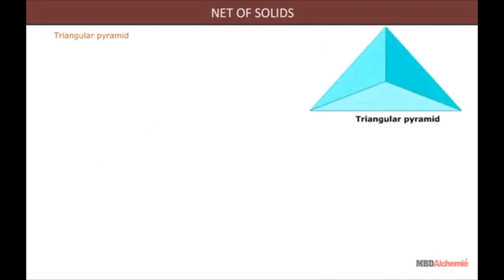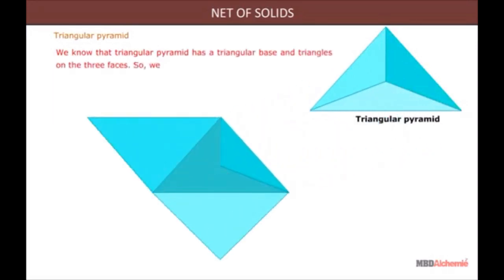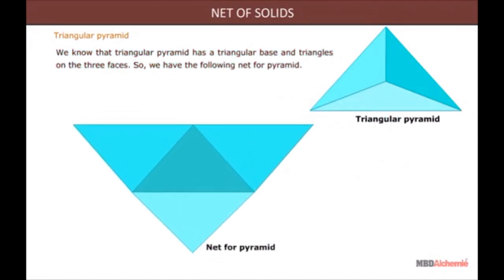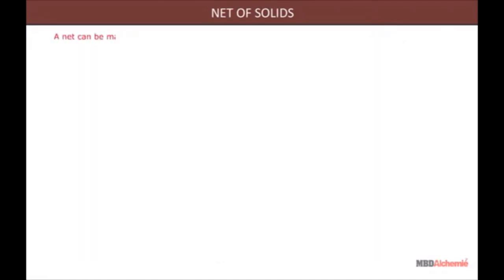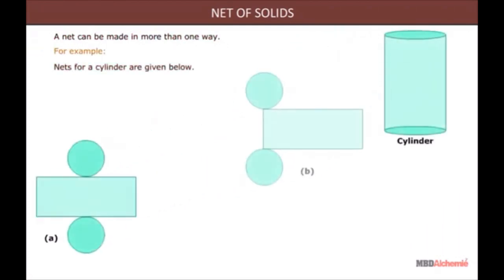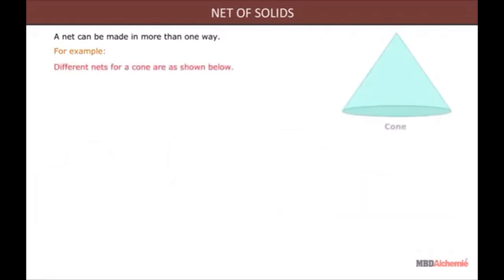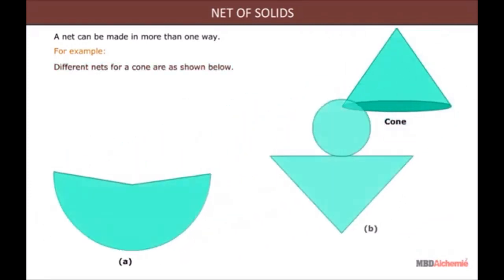Triangular pyramid. We know that a triangular pyramid has a triangular base and triangles on the three faces. So, we have the following net for the pyramid. A net can be made in more than one way. For example, nets for a cylinder are given below. Different nets for a cone are as shown below.